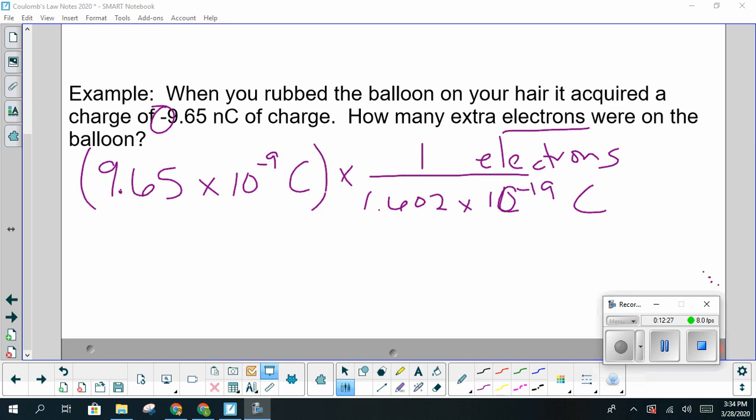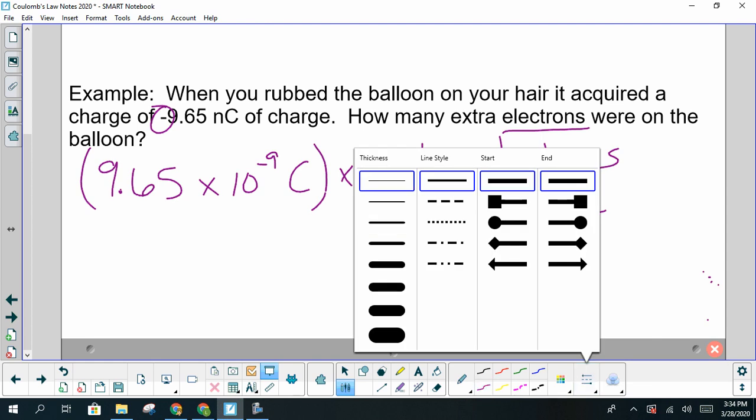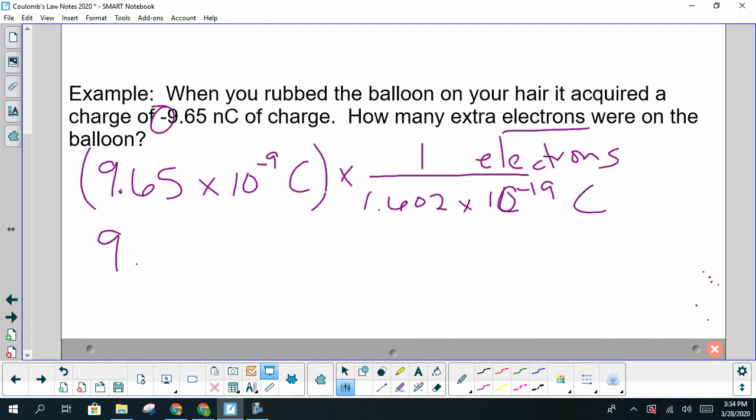All right, what did you get for your answer when you divided those two out? Any surprises? 9.08, yep, 9.08. And I'll round it up to 9.09 times 10 to the 10th electrons. That's a whole heap of electrons, but that's still a whole lot less than that dump truck full.